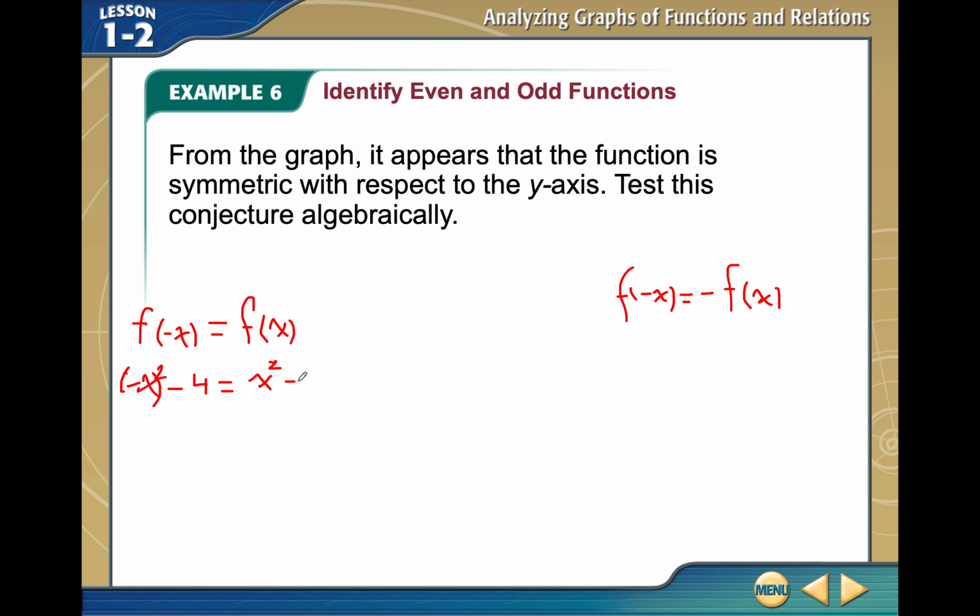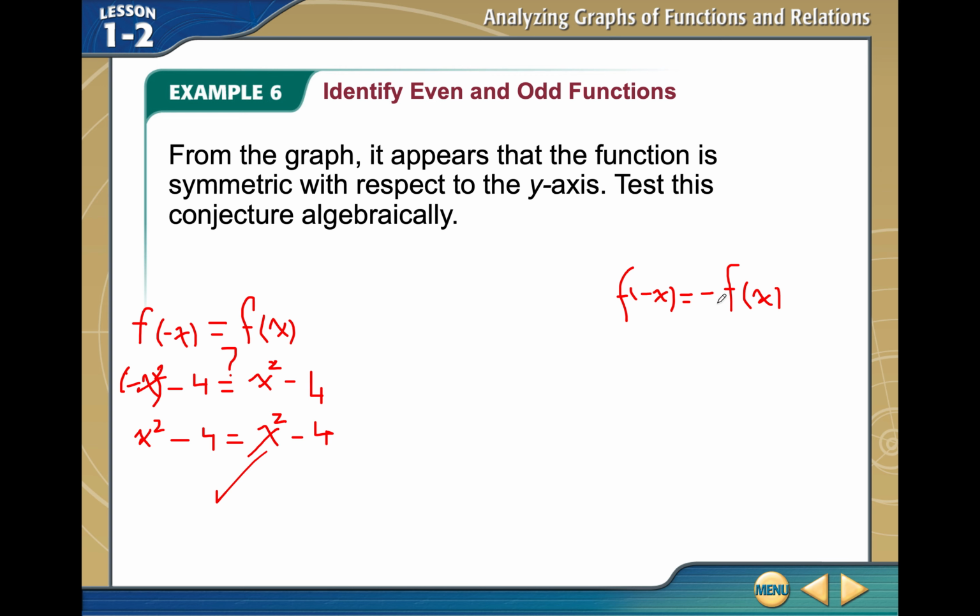If it turns out to be equal, then yes, we know that it's even. Minus x squared, any negative squared is positive, so that's x squared minus 4. And we get to know that yes, it is equal. Indeed, it is equal to x squared minus 4. So it is even.